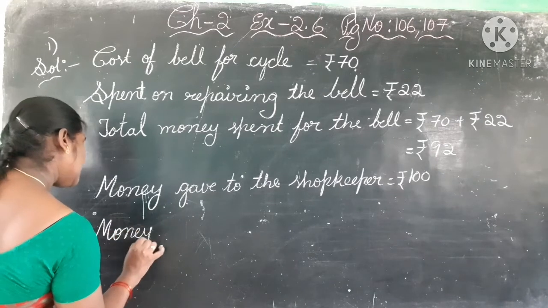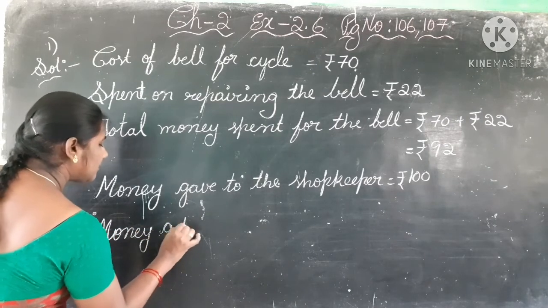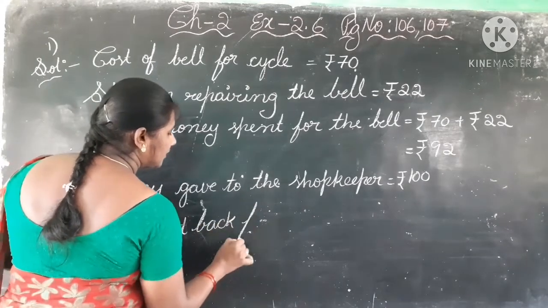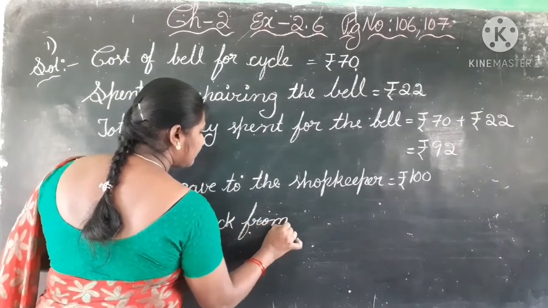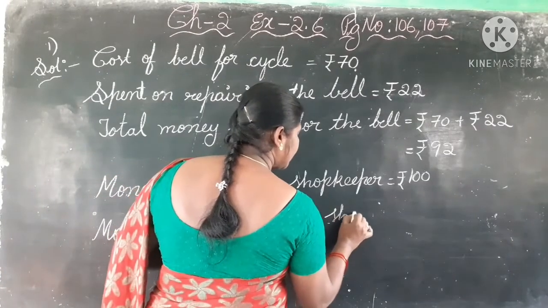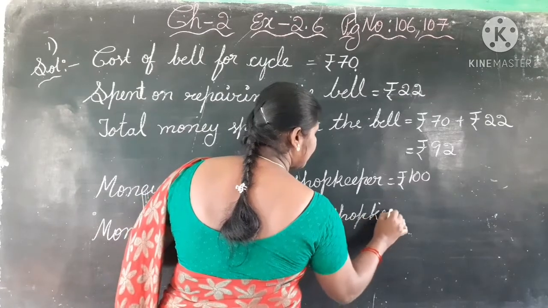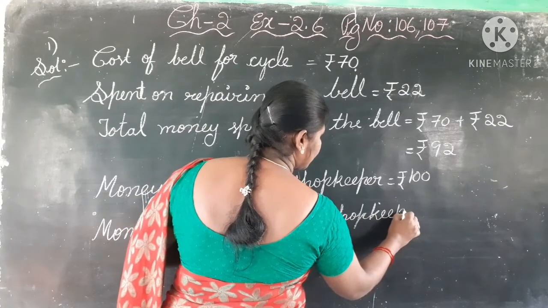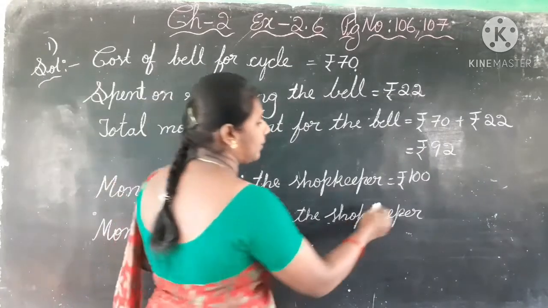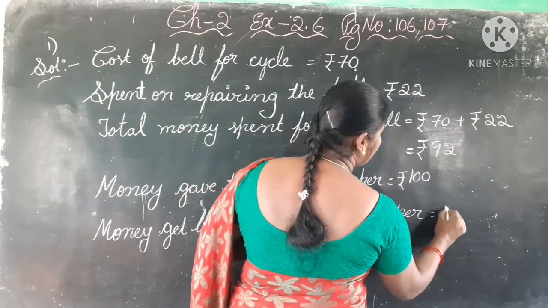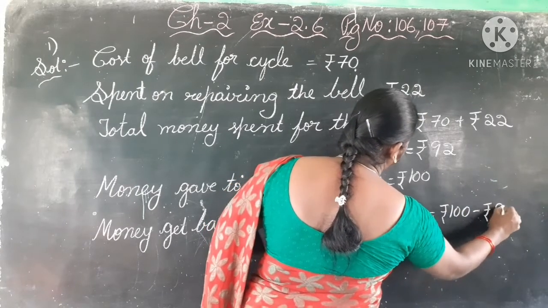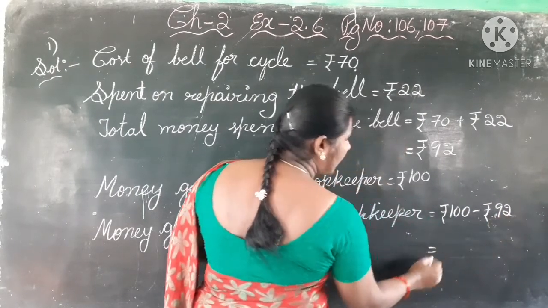Money gets back from the shopkeeper. So he gave 100 rupees to the shopkeeper. He spent 92 rupees in that. So how much money will he get back?